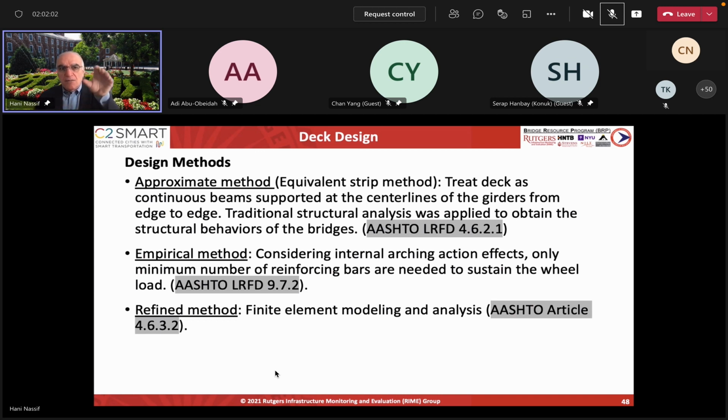We're not doing that here, but we're going to take a deck example and try to do it in both ways and see what the outcome would be.